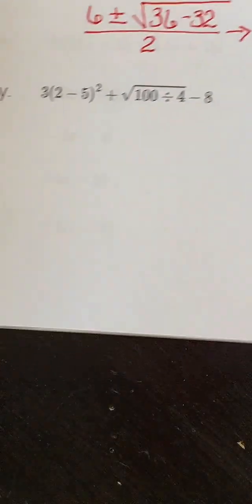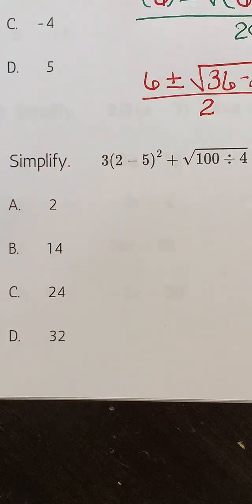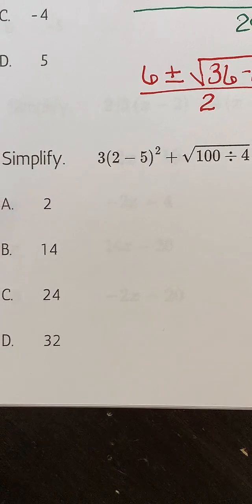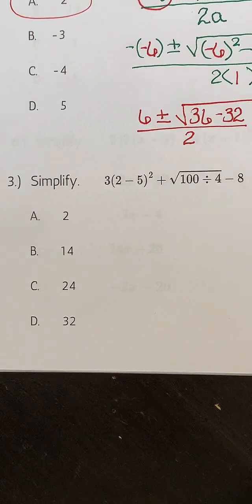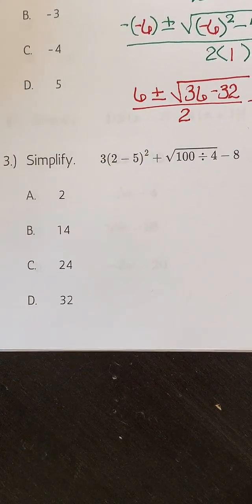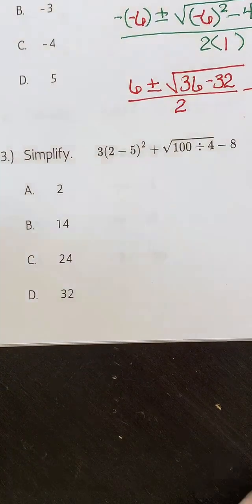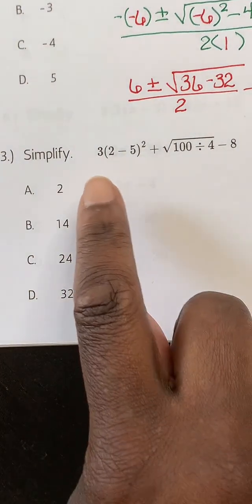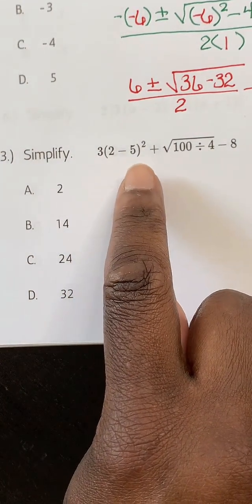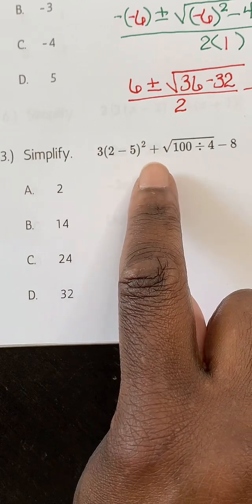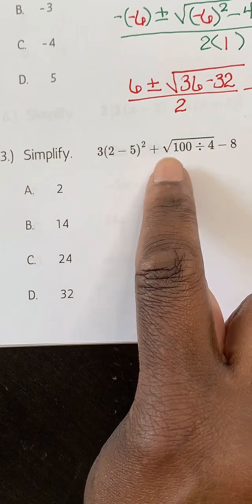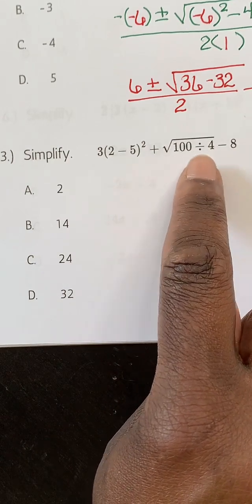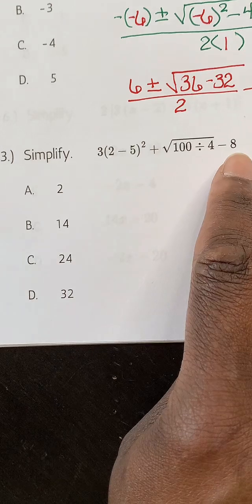Okay. So let's shrink-a-dink this for a second. Maybe not that much. All right. So we are going to simplify. So this one, we have 3 times 2 minus 5 squared plus the square root of 100 divided by 4. Now that is all under the square root, minus 8.